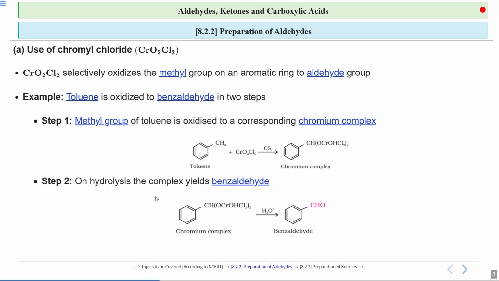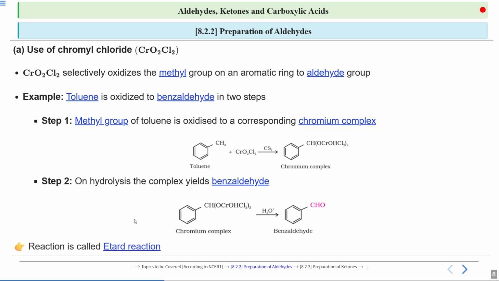So if you look at this reaction, this is a chromium complex. When you hydrolyze this chromium complex, you get your final product, which is benzaldehyde, an aldehyde. You see, to this benzene group an aldehyde group is attached. So this is benzaldehyde.